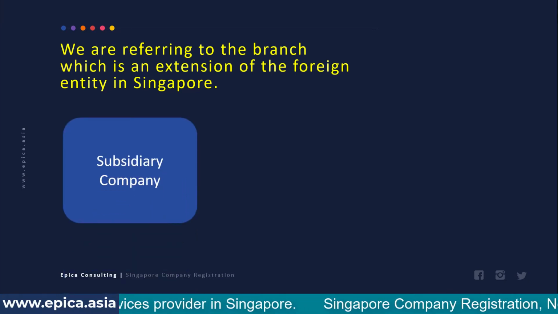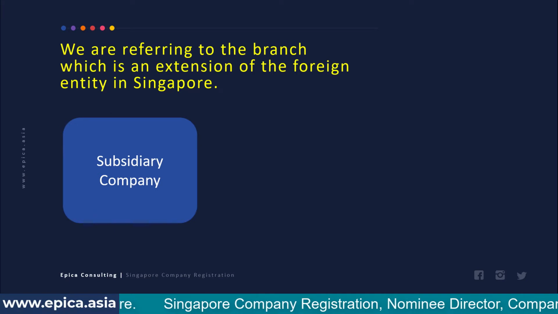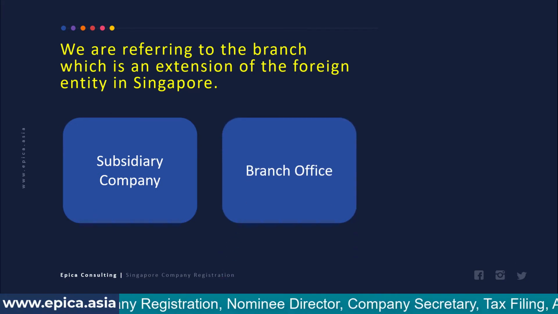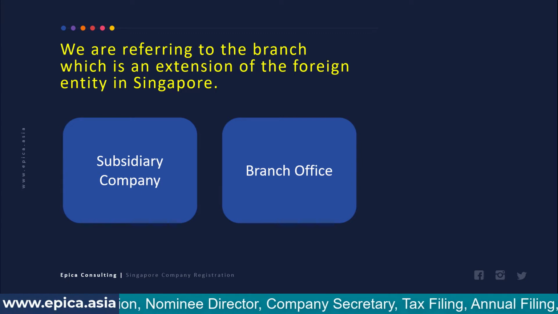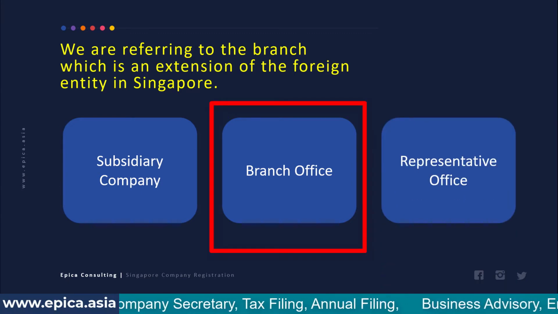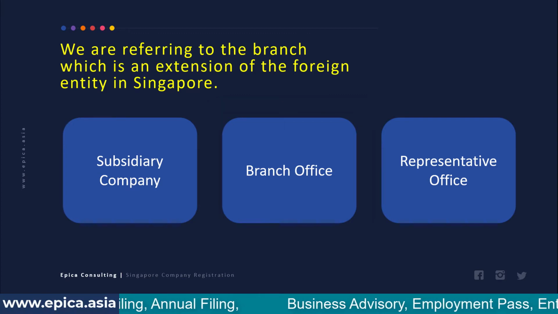So when we refer to a foreign company opening its office in Singapore, they have three options. The first and the most commonly used is a subsidiary company. The second one is a branch office, and the third one is a representative office. So in this presentation, we are looking at the branch office filing requirements.